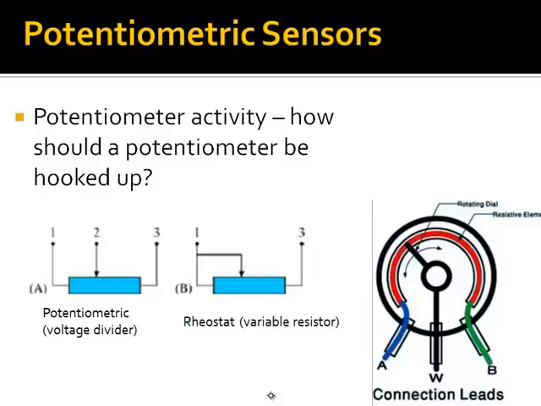However, note that there is a different way to hook up the potentiometer. When we use the potentiometer to control the voltage in our power circuit, we hook up the potentiometer differently as what's called a rheostat, or just a variable resistor.